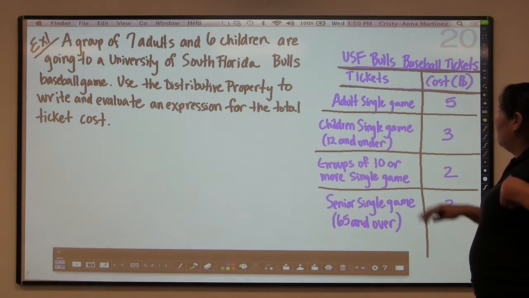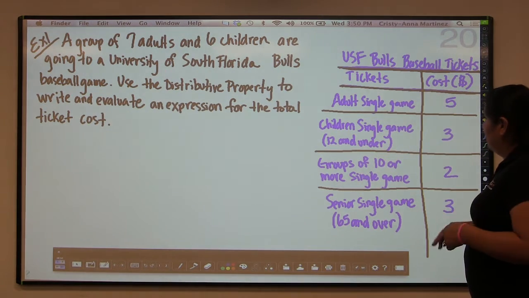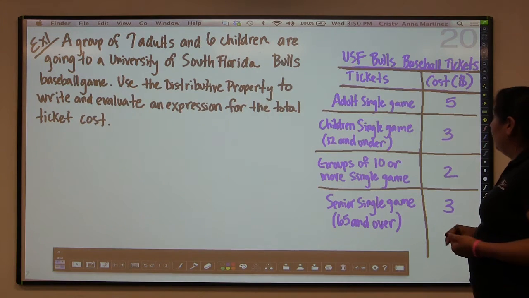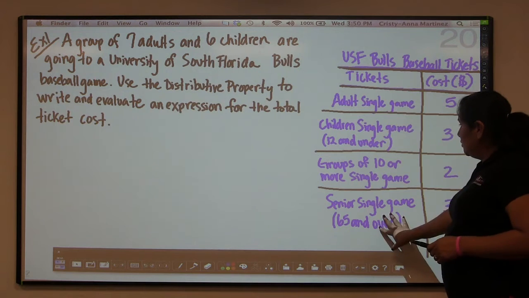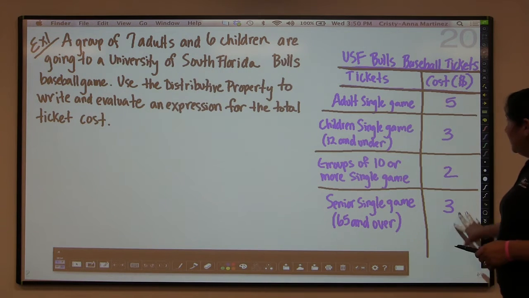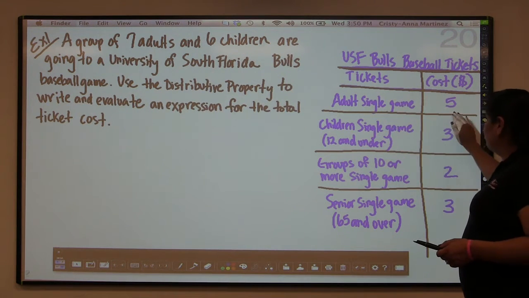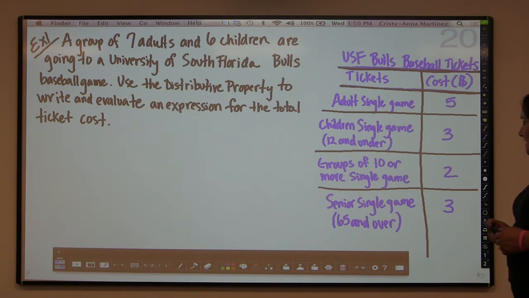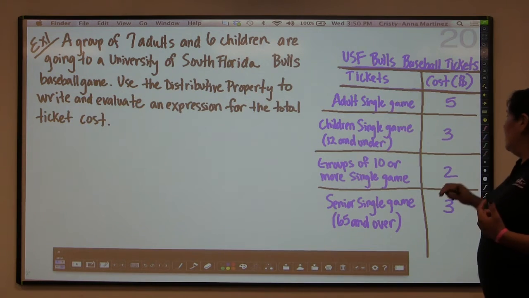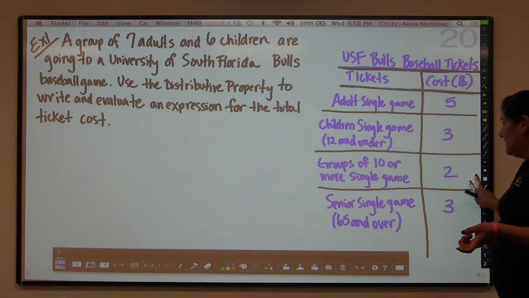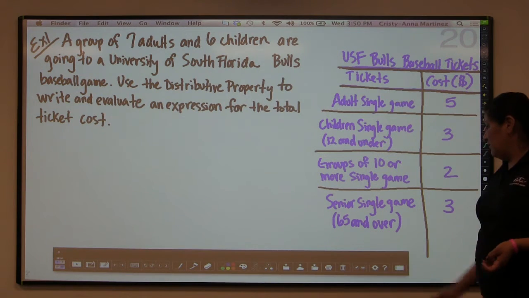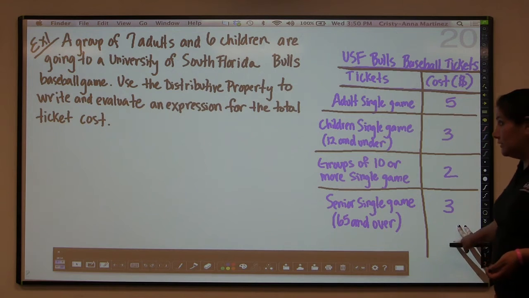So here I have a chart. I don't know if you can see the chart, but it's the University of South Florida Bulls baseball ticket chart. It basically tells you the types of tickets you can purchase and the cost of the tickets. For an adult single game, $5. For a children's single game, if you're 12 and under, it's $3. For groups of 10 or more, single game is $2. And for seniors 65 and over, a single game is $3.